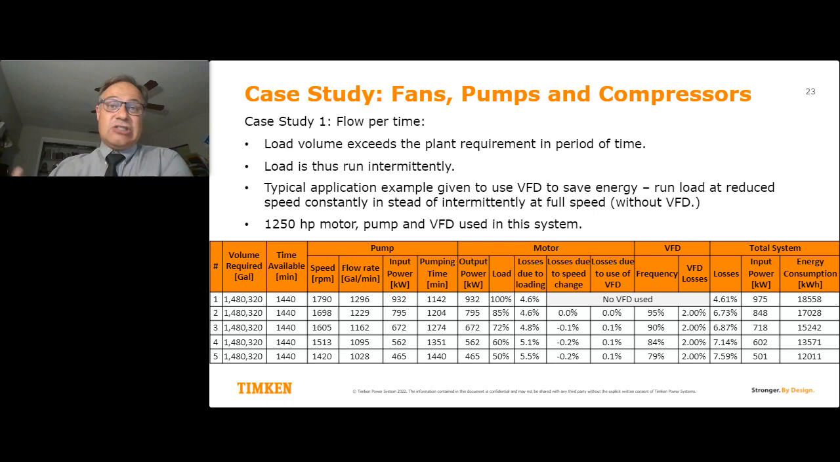And the pump runs, it doesn't run continuously, but it runs less time because my flow rate is less. Now, the output power of the motor would match the pump by definition. It's running at 85% load. I can use all my calculations to calculate at this loading what the values for the losses are. And then I can do the adjustment for the VFD running at 95% using the 2% losses of the VFD.